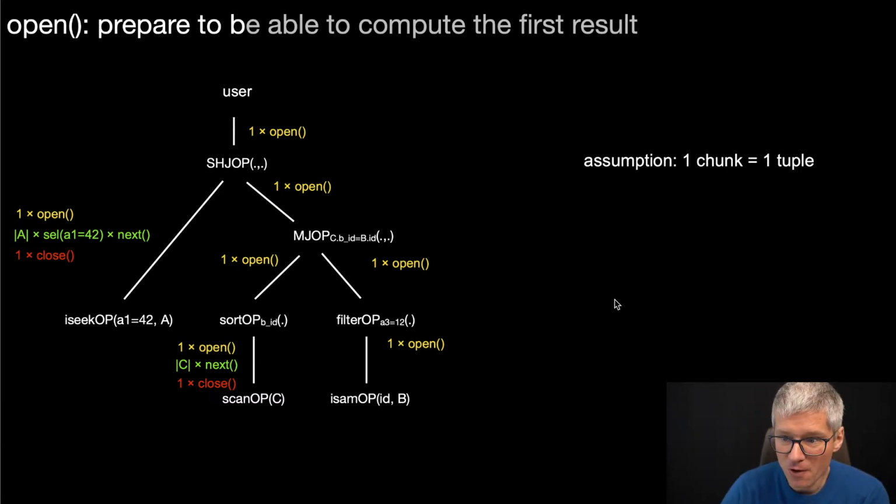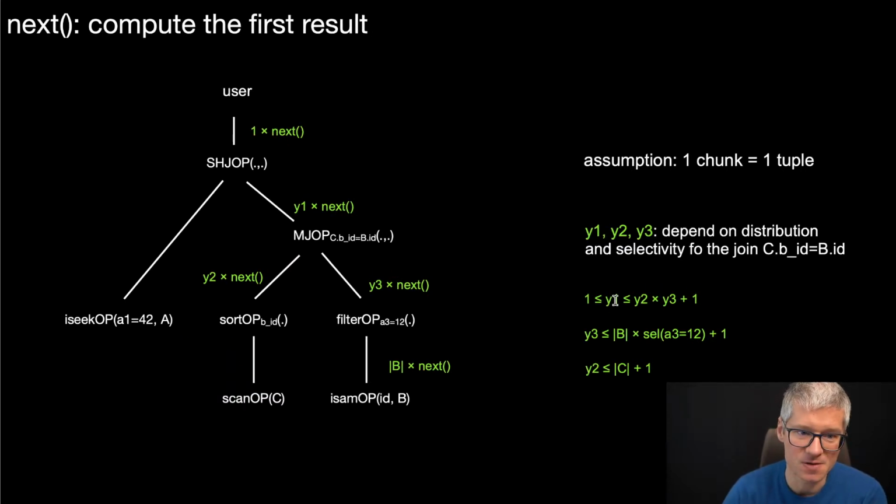Now, once the first next call is issued by the user, and that's this scenario, so the user calls next for the first time, nothing happens on the left input anymore because we did all of it already. We exhausted that input. But now we need to call next on the right input. We need to probe the hash table here. And that can trigger a couple of other recursive calls. And that's hard to quantify how many, because this depends heavily on the selectivities, obviously.